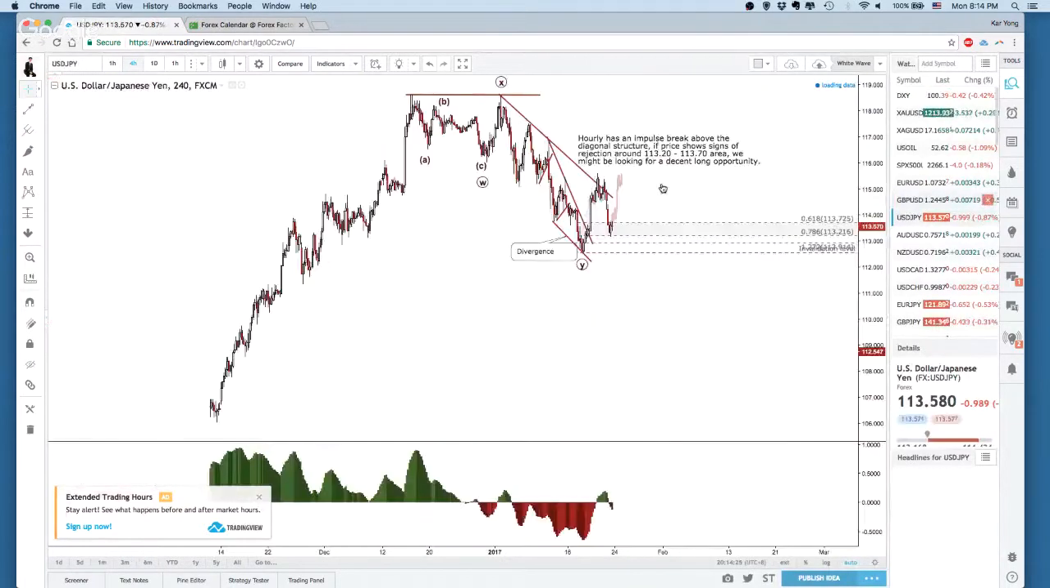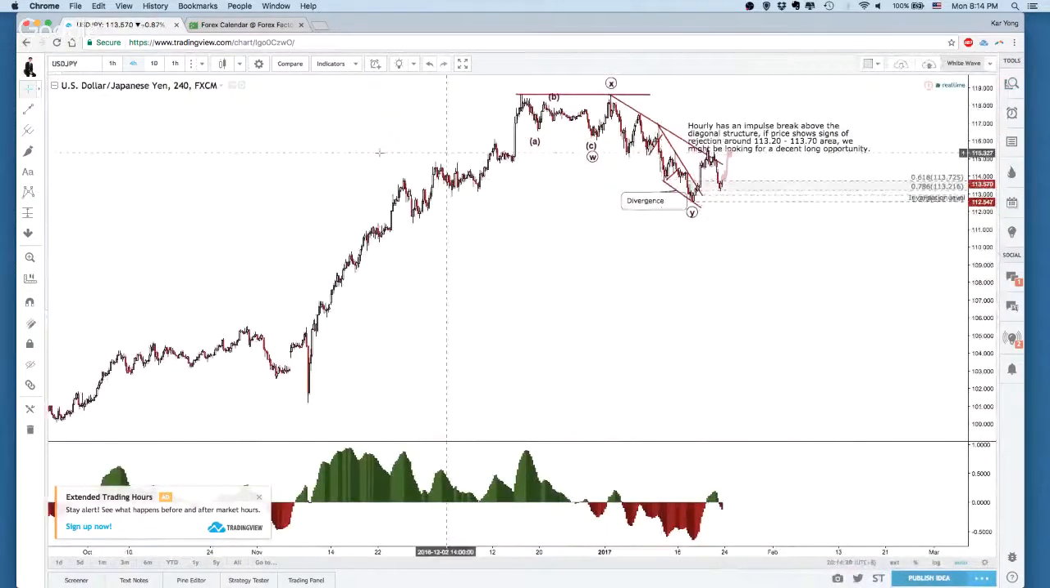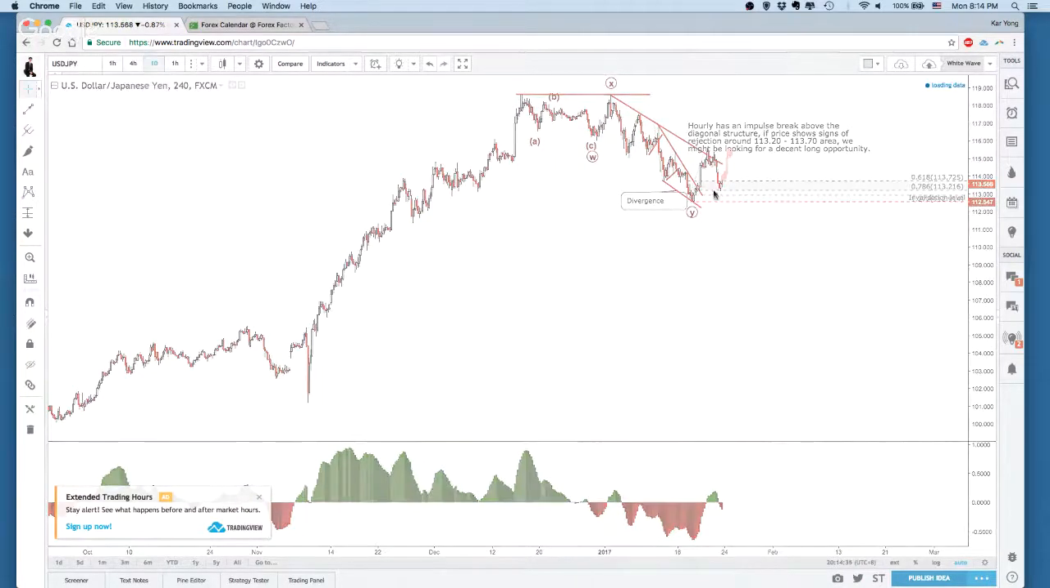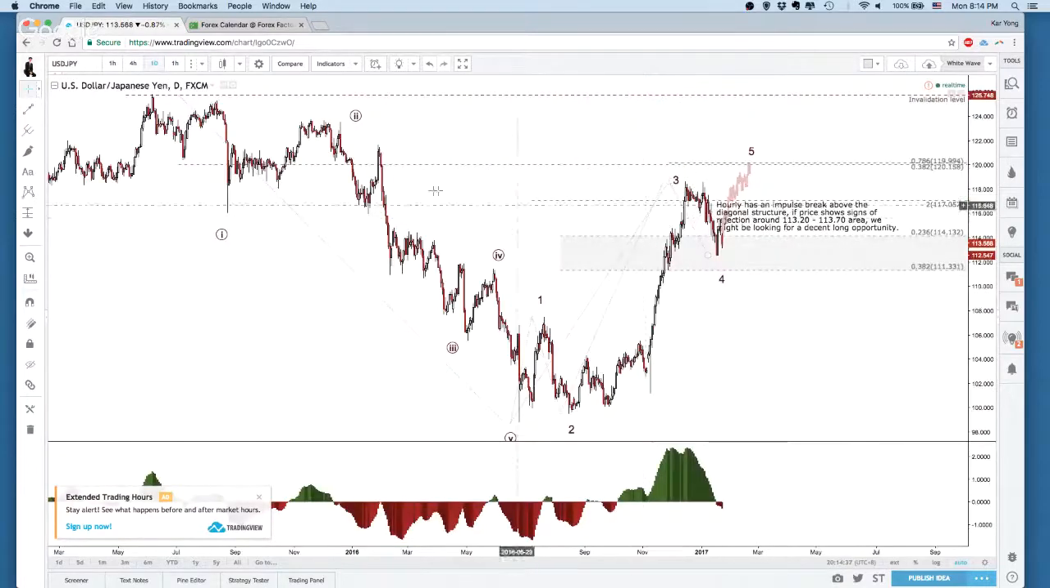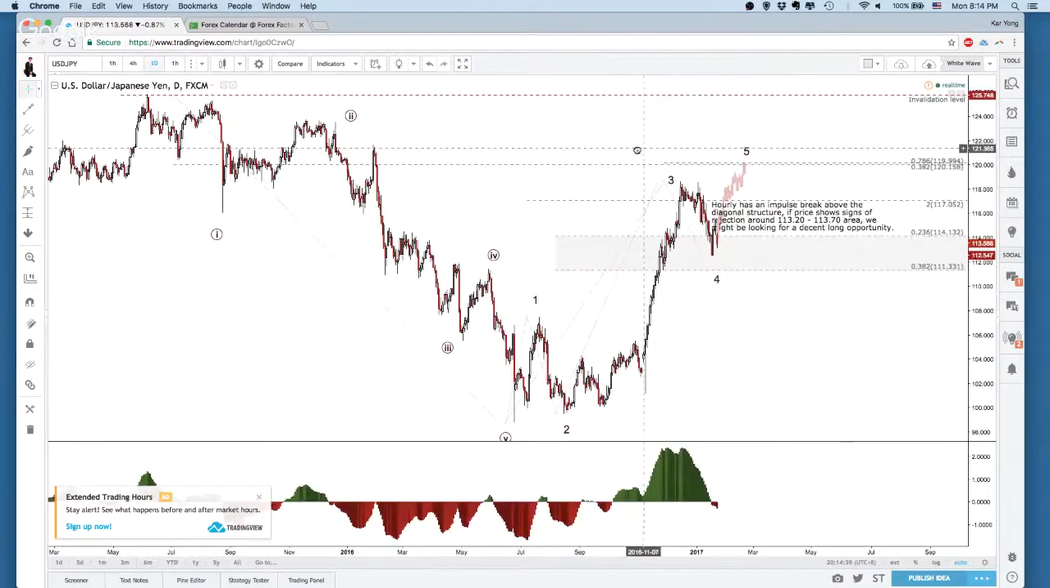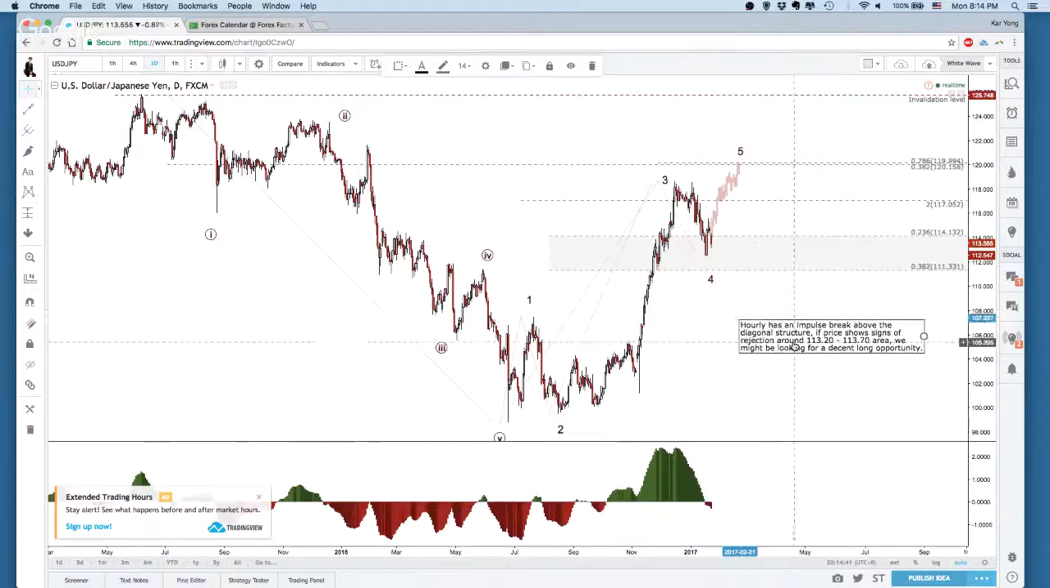Dollar yen, this one is also interesting because we shared with the traders last week as well that instead of looking to short this downtrend, there's a very high chance you're going to see a U-turn. So on the higher time frame perspective, this is what I'm looking at.